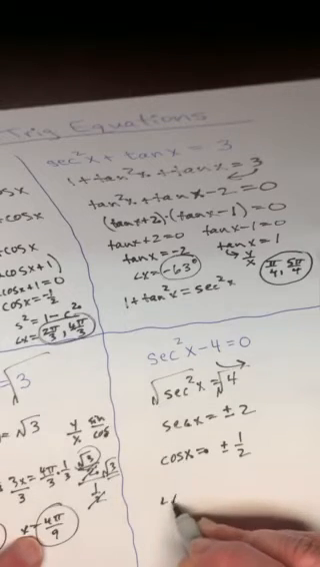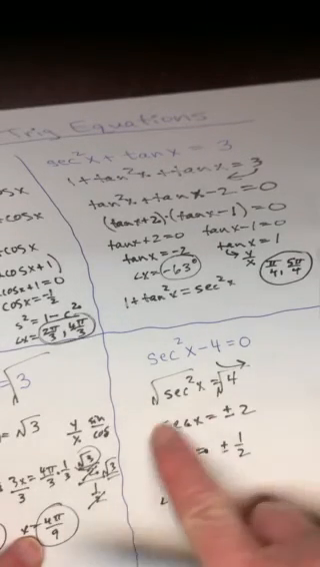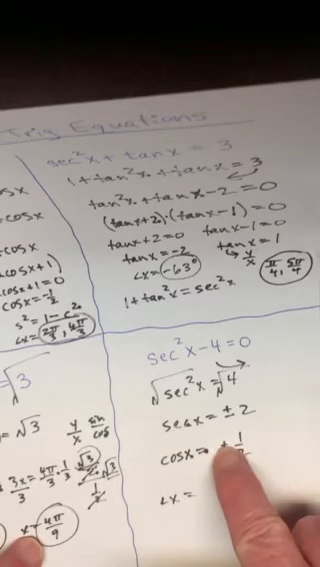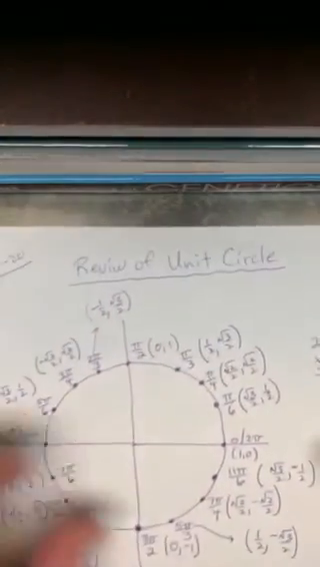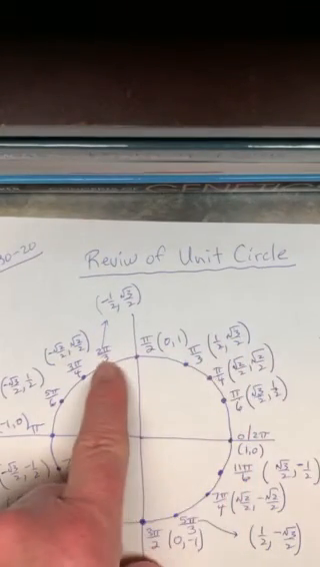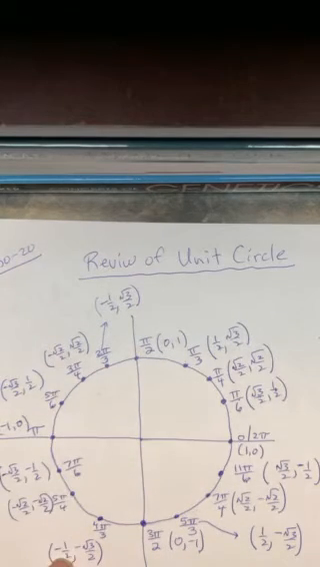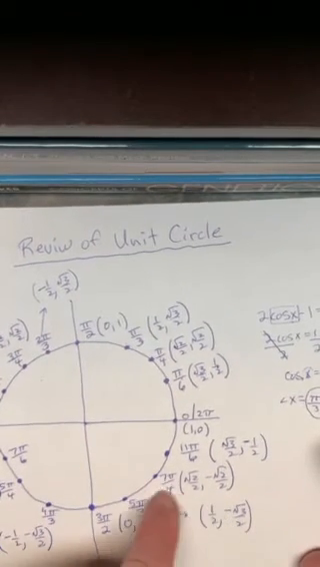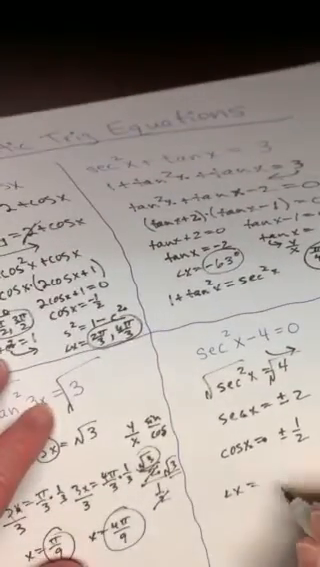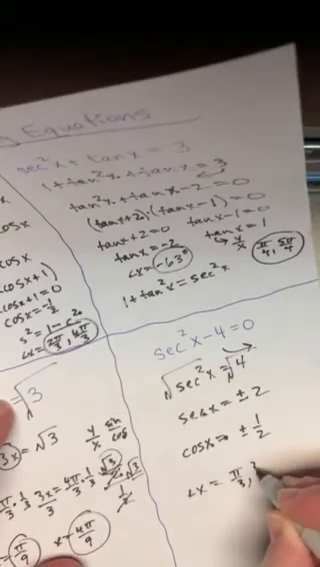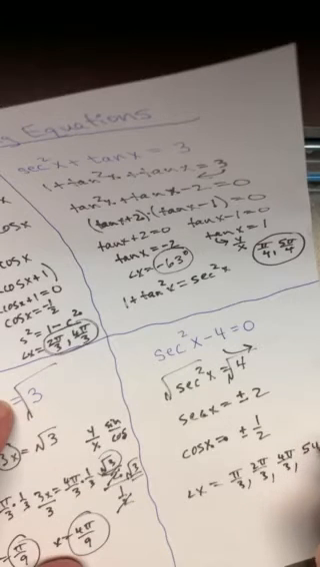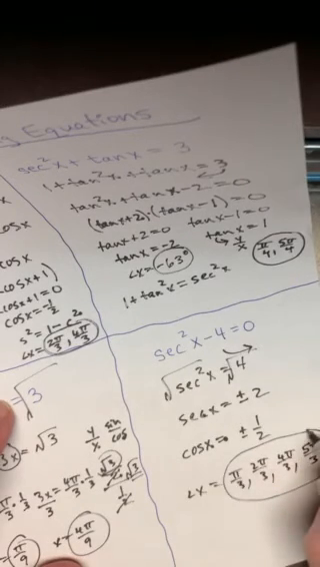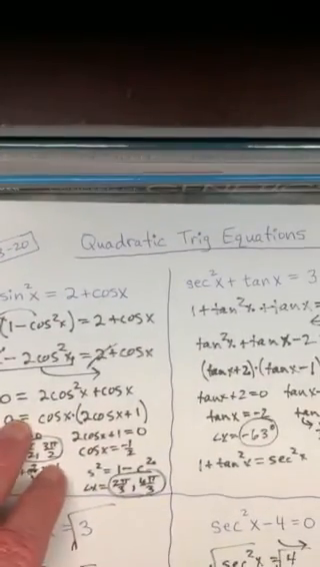So really, my angle x is going to be all the times when cosine equals either positive 1/2 or negative 1/2, which, when I look at my unit circle, occurs at pi over 3, 2 pi over 3, 4 pi over 3, and what? 5 pi over 3. So my answers to this last question are pi over 3, 2 pi over 3, 4 pi over 3, and 5 pi over 3. So guys, that's about as tough as it gets.